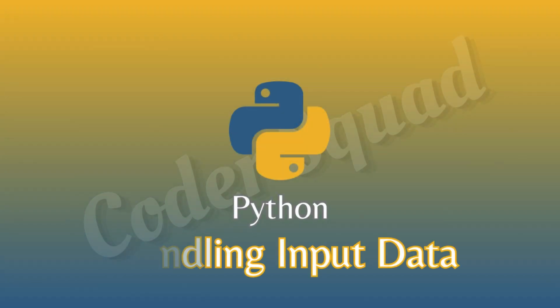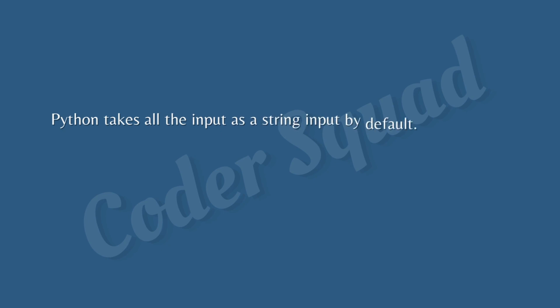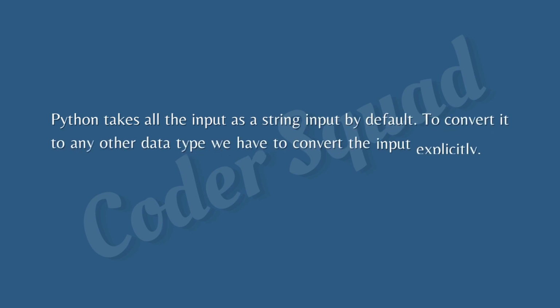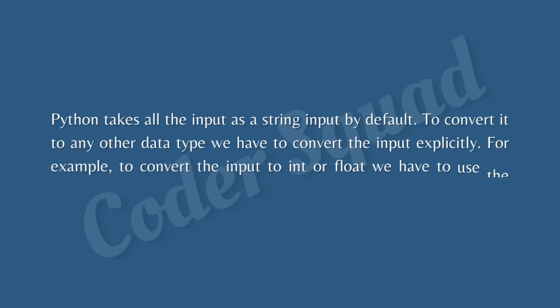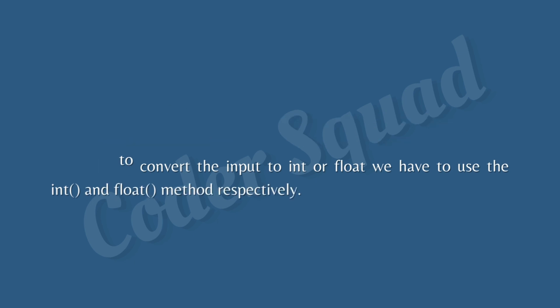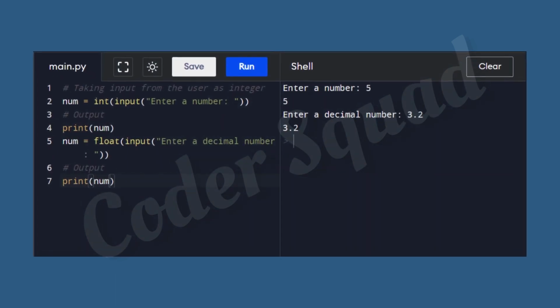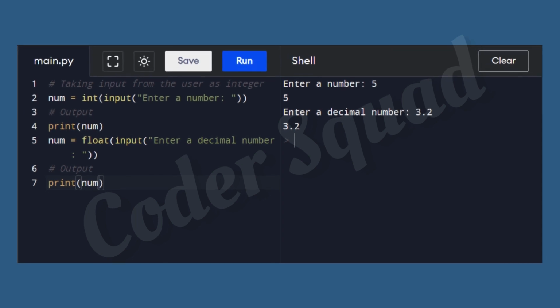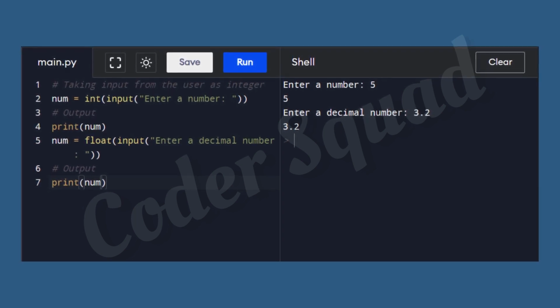When using input, remember that it treats everything as a string. So, if you want to work with numbers, you may need to convert the input to the desired data type. For instance, age = int(input("Enter your age")). Here, we convert the user's input to an integer using the int function.